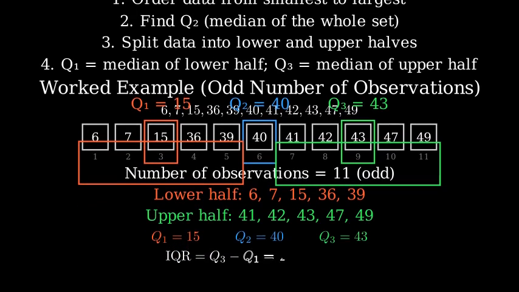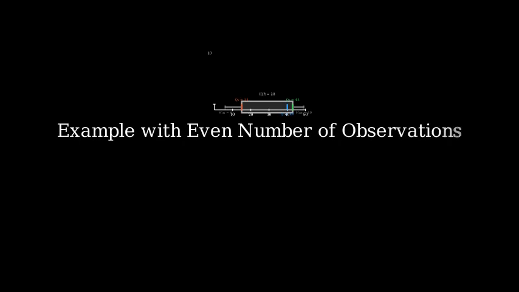The interquartile range, or IQR, is calculated as Q3 minus Q1. In our example, IQR equals 43 minus 15, which gives us 28. The interquartile range represents the middle 50% of our data and is a useful measure of dispersion. What if we have an even number of observations?